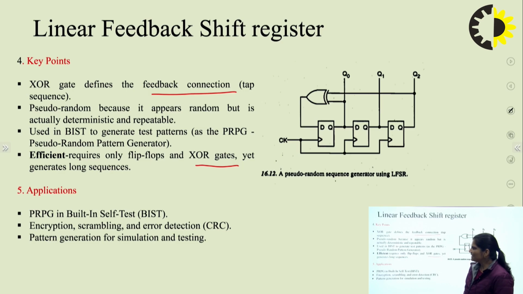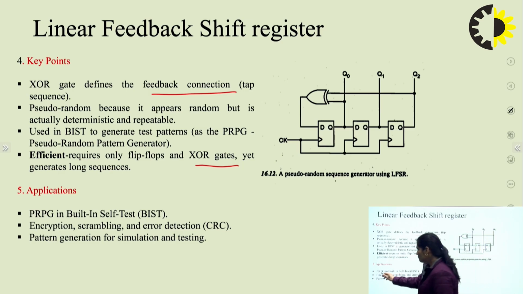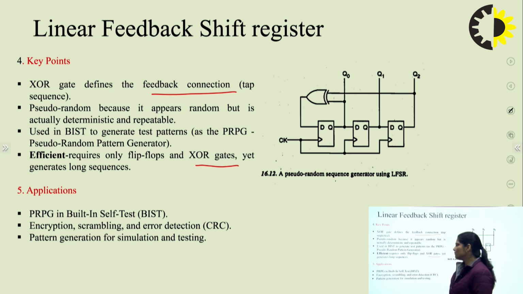Now, what are the applications of this linear feedback shift register? The first one is as a pseudo-random pattern generator in built-in self-test. Second, it is used for encryption, scrambling and error detection. And the third is pattern generation for simulation and testing.